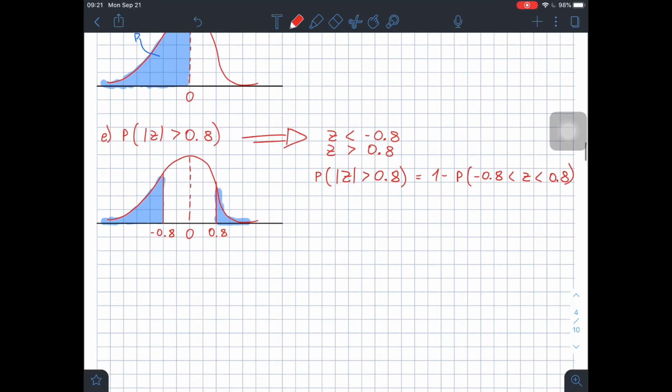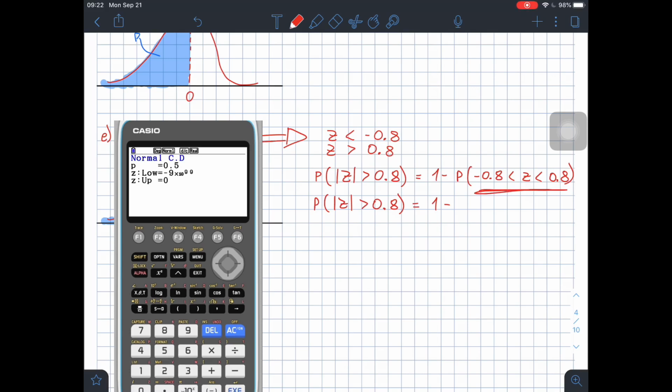So we can find this probability using the calculator. We're going to say that the probability of absolute value of C greater than 0.8 is equal to 1 minus, and if we go to the calculator to find this interval or this probability, we're going to go back. We need to put in this case as lower negative 0.8, and as the upper boundary we should put positive 0.8, right, to find the probability in the middle. We click on execute, and there we have the probability. So this is 0.576.